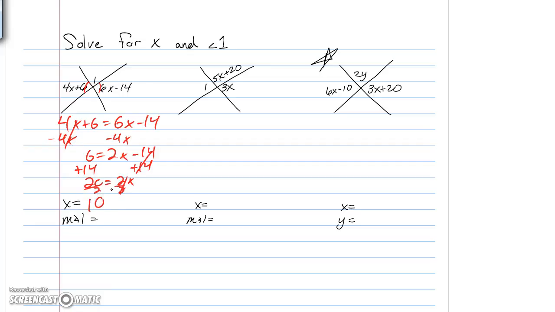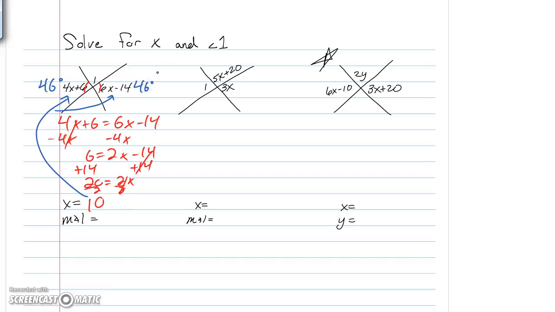Okay, so easy enough getting 10, just setting them equal. Now to find angle 1, you can't just plug it back into angle 1 because there's nothing there. So you have to plug it into one of the two angles. It doesn't matter which one you do. So I'll plug it in the one on the left. 4 times 10 is 40, plus 6 is 46. If you plugged it in the right, you'd get 6 times 10 is 60, minus 14 is 46, which should be the same.